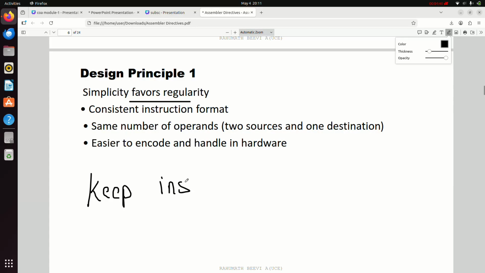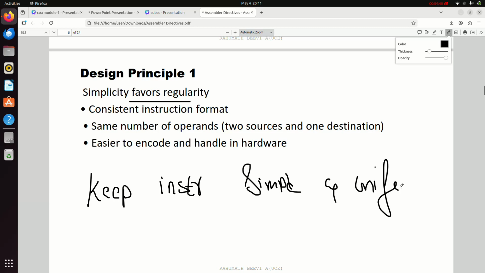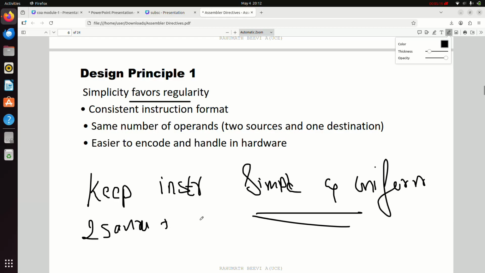Simplicity favors regularity means the first thing that you can say is that you have to keep the instructions simple and uniform. This is the first design principle. That means all the instructions should have the same instruction format. That means all the instructions should look familiar, and it should be easy for hardware. So all the instructions should look familiar here, and have the same number of operands, that is 2 source and 1 destination, and easy hardware design, because instructions are simple, fast execution and less complexity is needed.